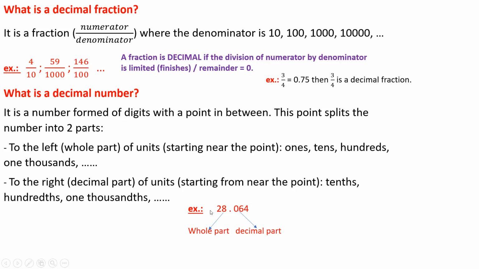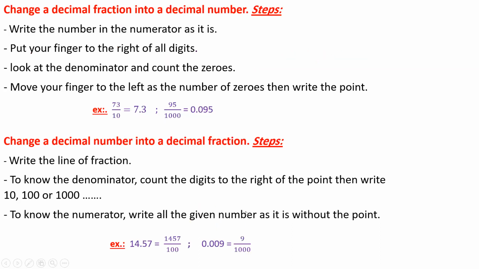For example, if I take 28.064, 28 is the whole part, 0.064 is the decimal part. 8 is ones, 2 is tens. 0 is tenth, 6 is hundredth, and 4 is thousandth.